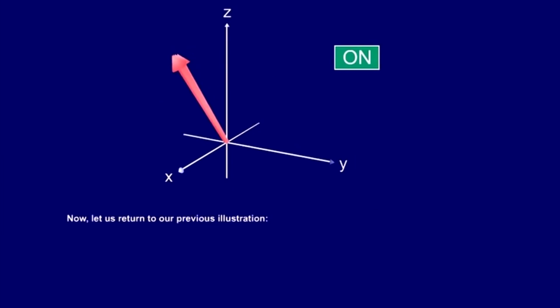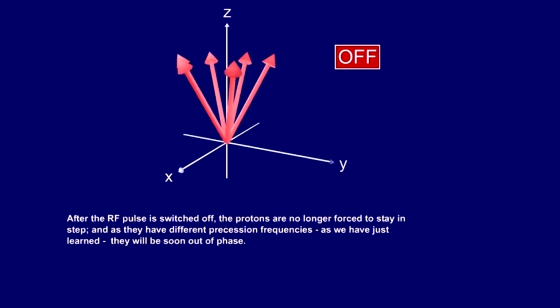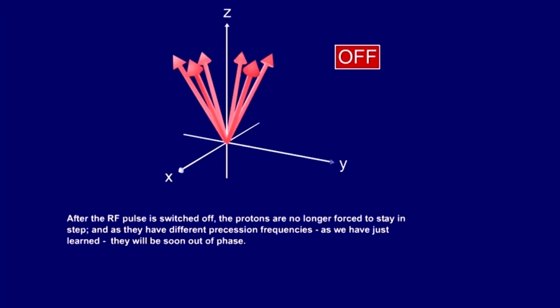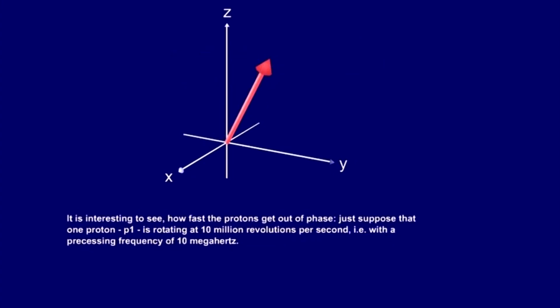Now, let us return to our previous illustration. After the RF pulse is switched off, the protons are no longer forced to stay in step. And as they have different precession frequencies, as we've just learned, they'll soon be out of phase. It is interesting to see how fast the protons get out of phase.